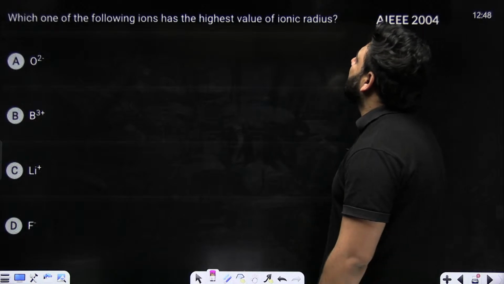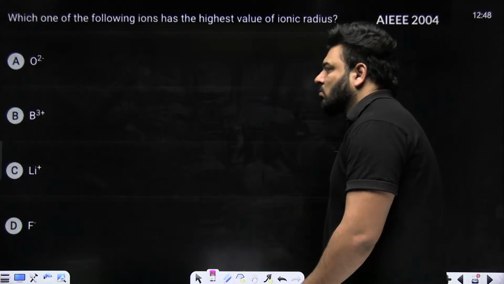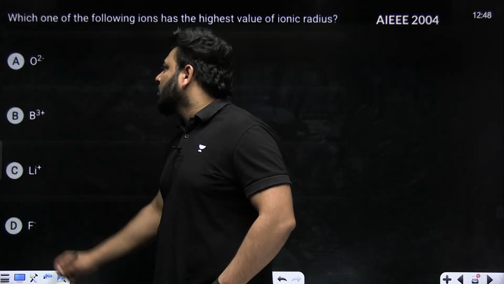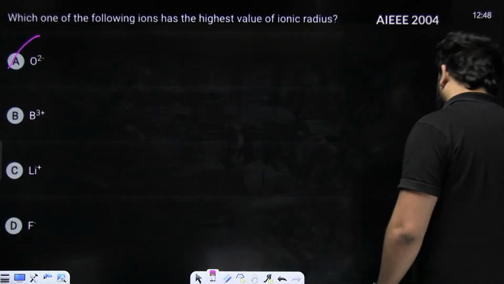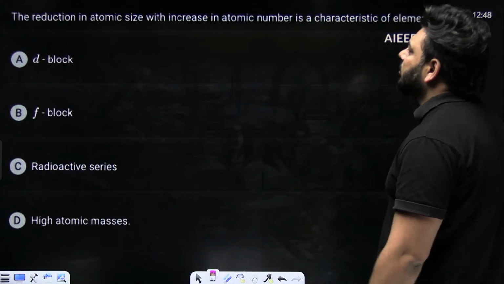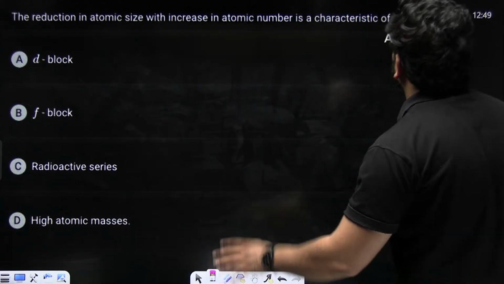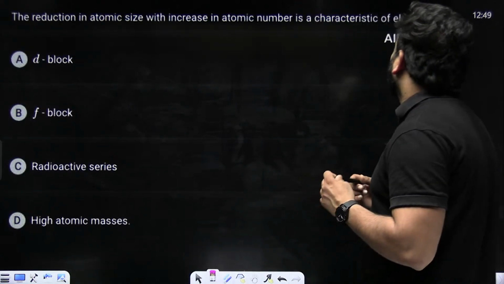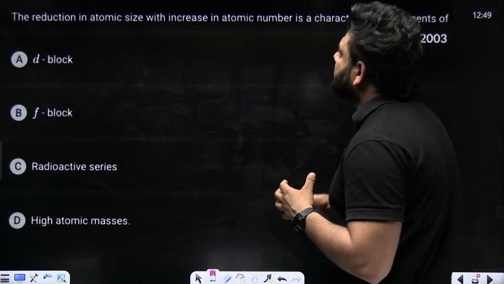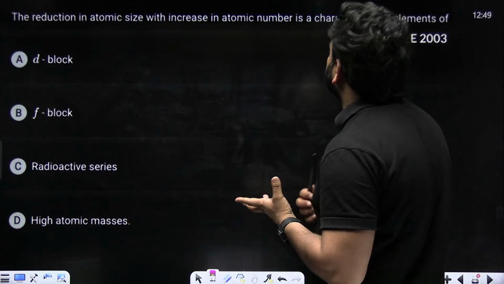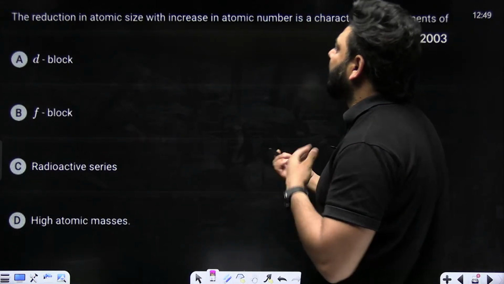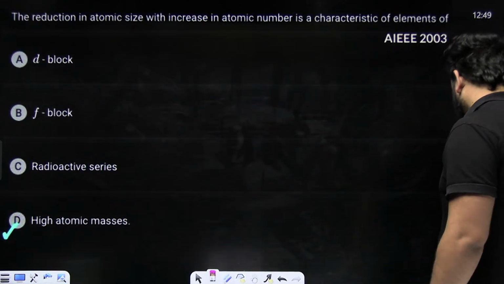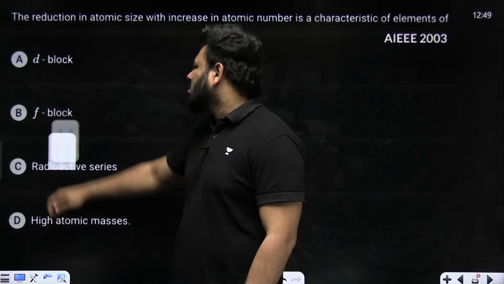Which one of the following ions has the highest value of ionic radius? I think these are not isoelectronic, but still oxide has the highest. The reduction in atomic size with increasing atomic number is characteristic of which elements? If we go from left to the right, I think the size decreases. How come?